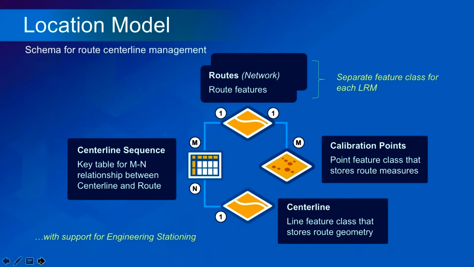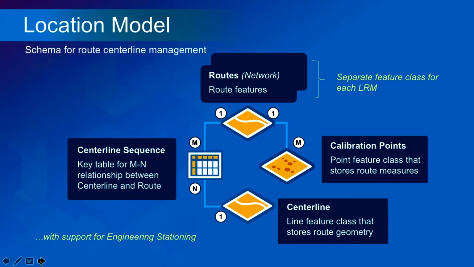So here's that location model I was referencing. These are the core set of feature classes and tables that are required for APR to be able to function in the geodatabase. It starts with a centerline, the centerline being that geographic location of where that pipeline exists on the face of the earth.